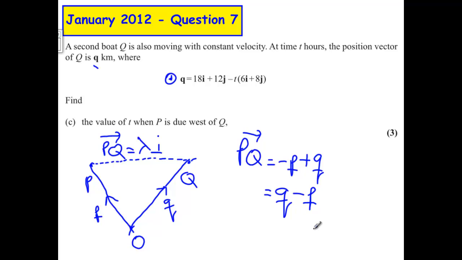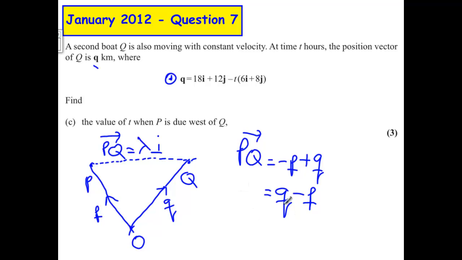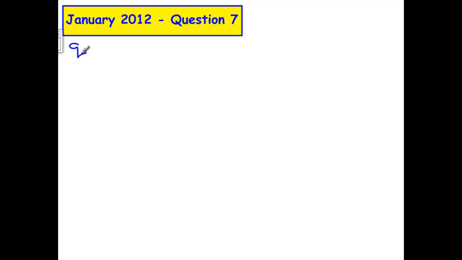Now what I'm going to do is I know my value of q, that's here, it's a vector with i's and j's and it depends on time, and I know my value of p. I worked that out in part B of the question, and again that's written in terms of i and j and it depends on time. So I'm going to substitute my values of q and p into this expression and set that equal to some constant, which we don't need to find, times i. And we're going to solve that to find the value of t, the value of time, so that this is the case. Remember we're going to be doing q minus p equals lambda i.